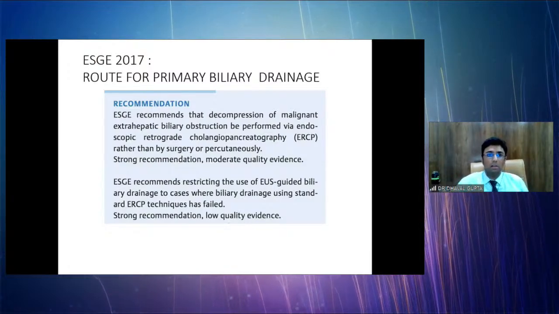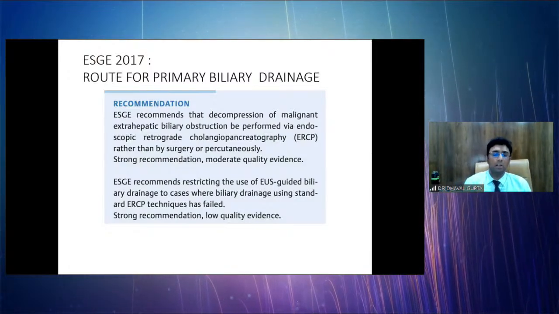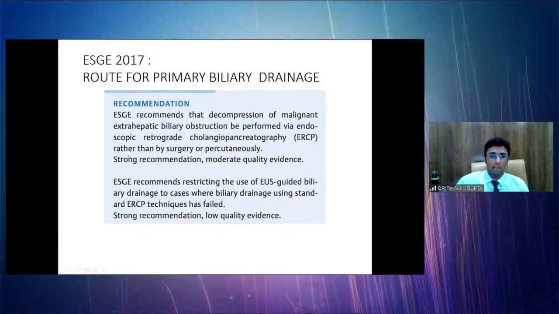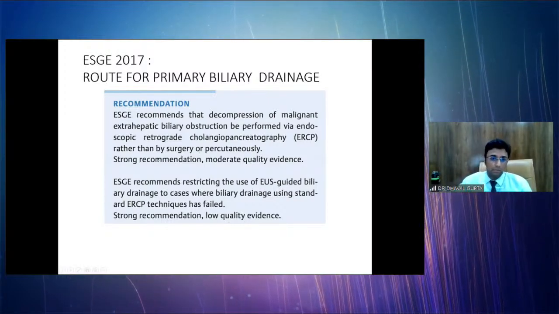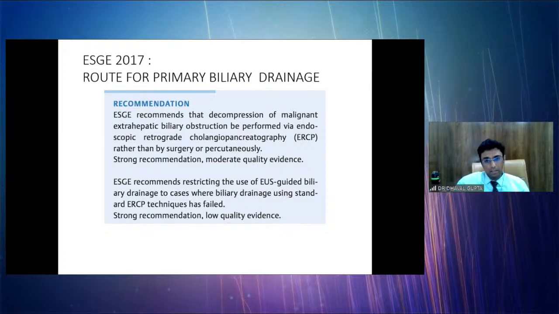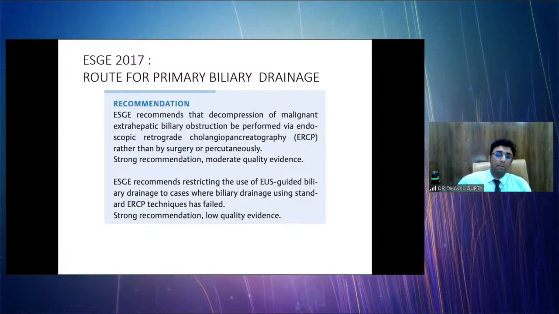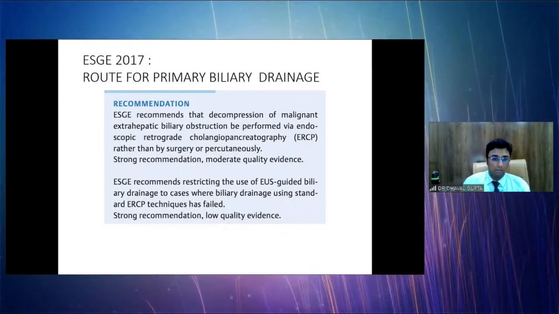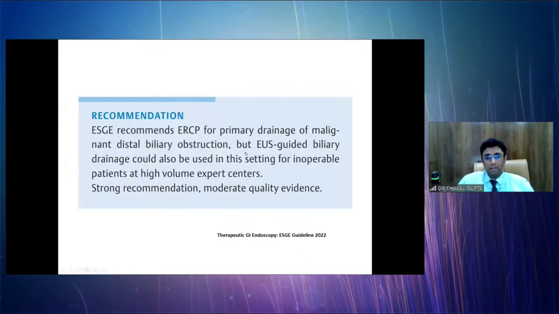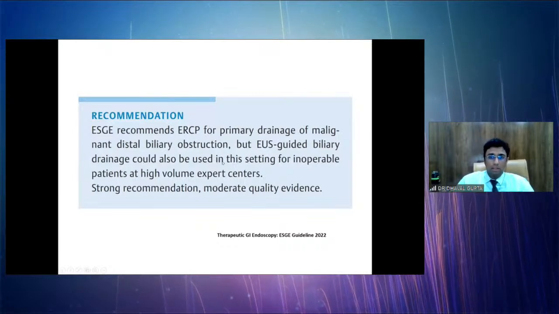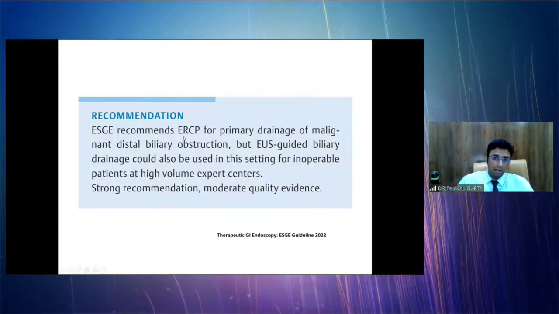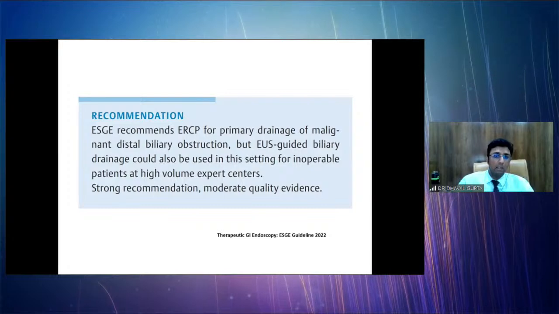What are the current recommendations for primary biliary drainage? The ESGE recommends that decompression of malignant extrahepatic biliary obstruction should be performed by ERCP rather than by surgery or percutaneously, which is a strong recommendation in the 2015 guideline. ESGE also recommends restricting the use of EUS-guided biliary drainage to cases where biliary drainage using standard ERCP techniques has failed. However, the latest 2022 guideline suggests that EUS-guided biliary drainage could also be used in this setting for inoperable patients at high volume expert centers. So ERCP is primarily the first line, but EUS can also be considered at higher centers.